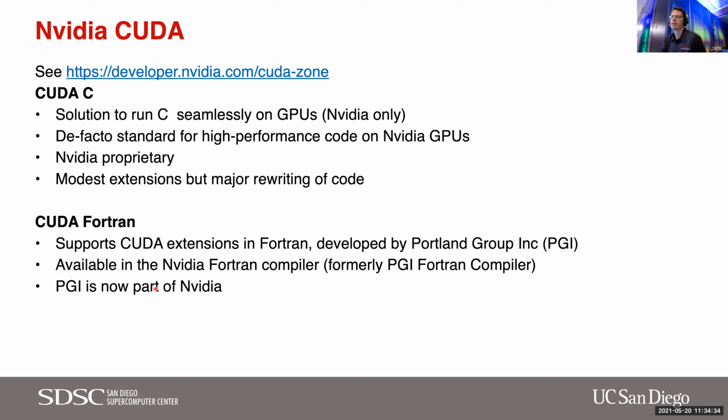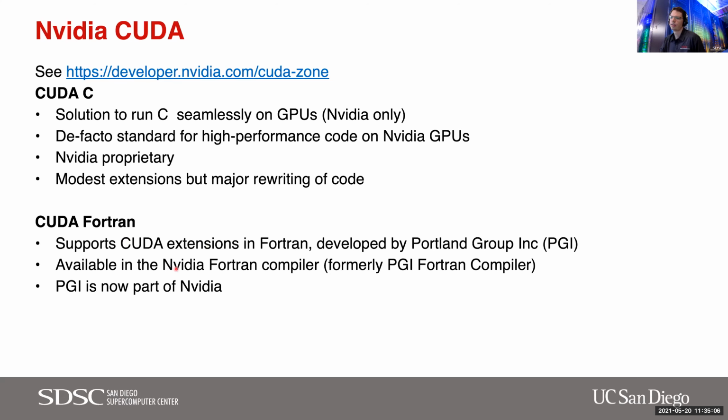Okay, there's CUDA C. Here's again a link for you to explore. It's a solution that runs C seamlessly on GPUs, right? As I said, this is the de facto standard for high performance code on Nvidia GPUs, but of course, while the extensions to C are modest, it requires major rewriting of code. So it can be easy in some cases, but in particular if you have a larger code base, it can be a lot of work.